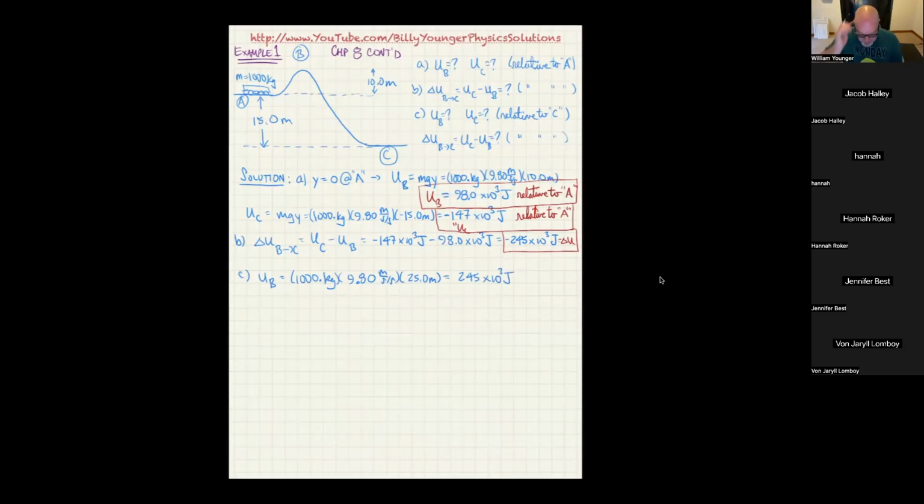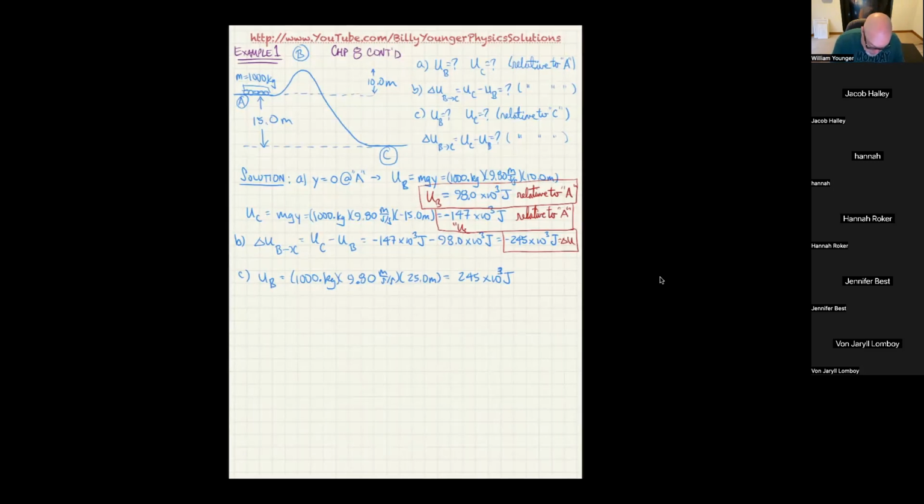Okay. Basically, I just realized that 10 plus 15 is the same thing as 25. So all I really had to do was add the 98 and the 147, which I just finished doing. So that's why I knew it was 245 times 10 to the third.